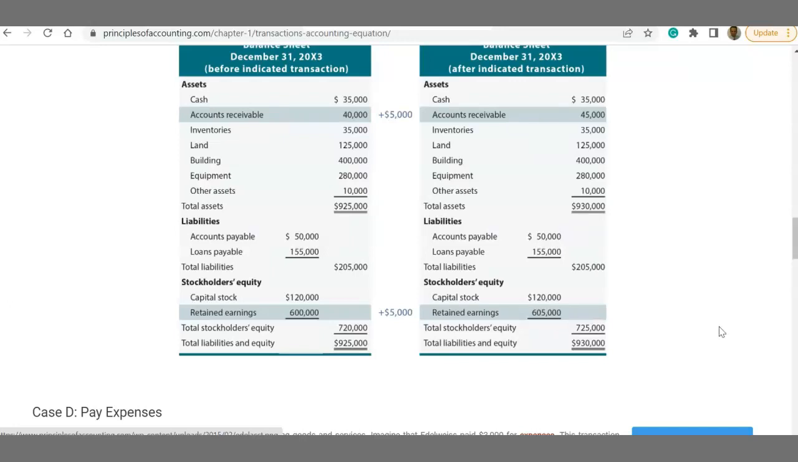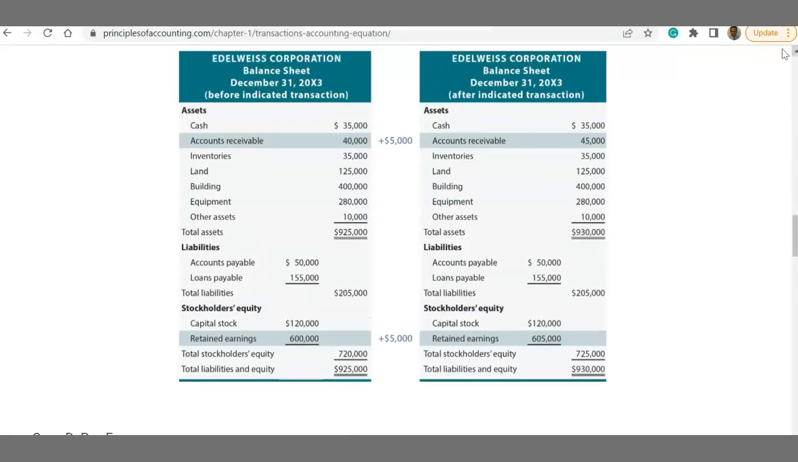Questions? I have a question. So you said on the first day that a corporation starts, retained earnings is 0. So is it capital stock that has money in it? That's how a corporation begins. You have capital stock, like investors put in 100,000.